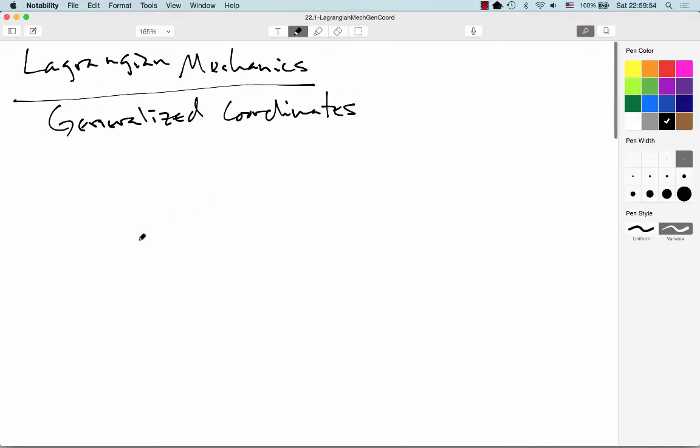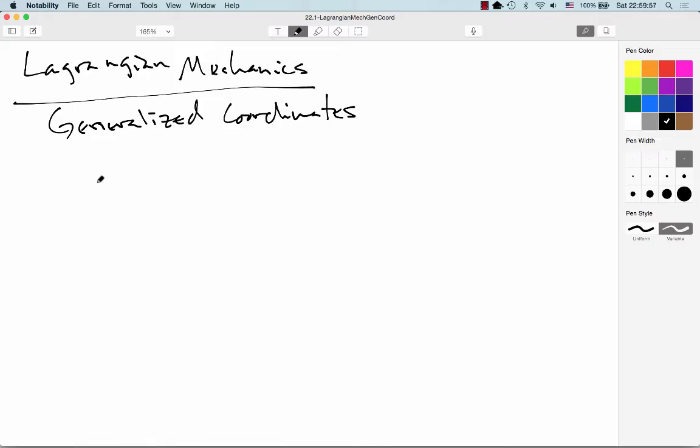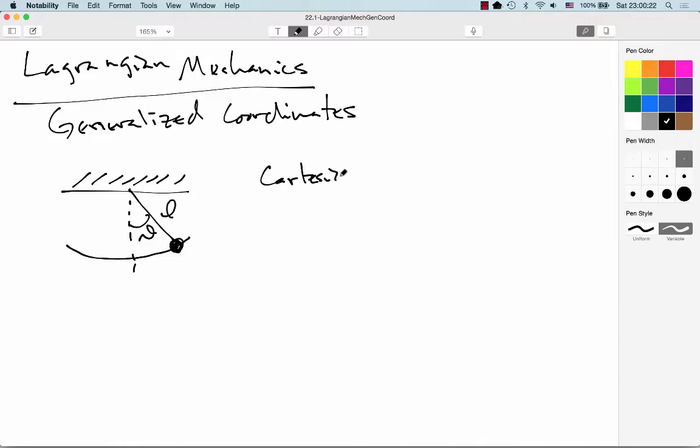So to do that, we're going to need to look more carefully at constraints. And so I think it'll be instructive if we just plain think about a pendulum hanging on a string of length L, happily oscillating in a plane, like so. All right, so if we were working in our normal Cartesian coordinates, we would give the position of the bob as an x, y, z coordinate triple.